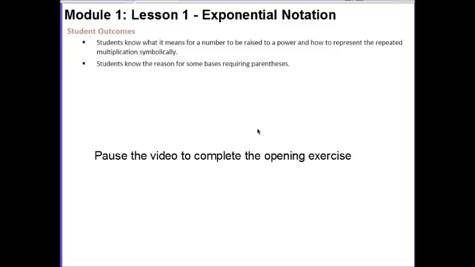The first thing I'd like you to do is actually to pause the video, and I'd like you to try completing the opening exercise on your own. And when you're ready to continue, just unpause the video.